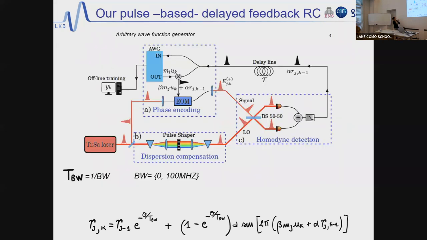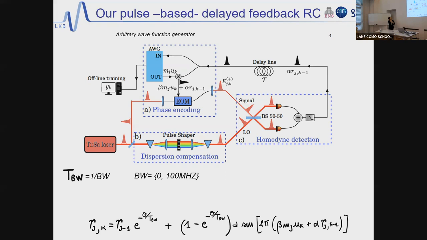So this is a more refined picture of the experimental setup. This is our titanium sapphire laser. Probably I didn't say, but we work in the near-infrared regime, so around 800 nanometers. Here we have a dispersion compensation, but it's just to set, let's say, a proper phase for the local oscillator. And then we go through the homodyne, where we encounter the signal, and the encoding is done by putting the phase on each pulse. So each pulse has a particular phase that is given by the electro-optic modulator.